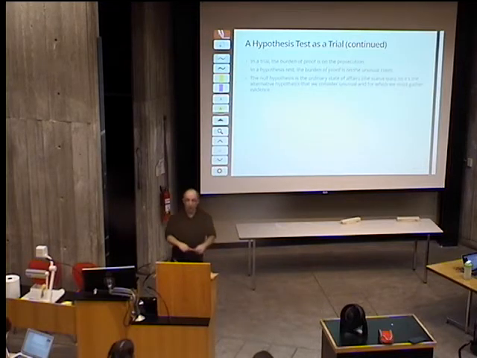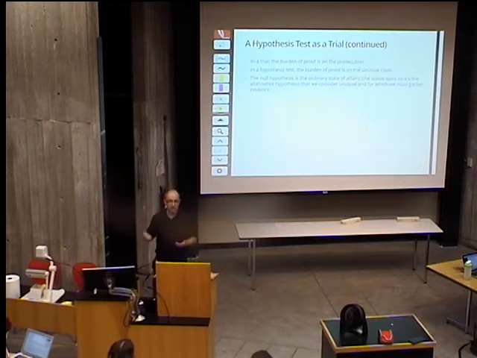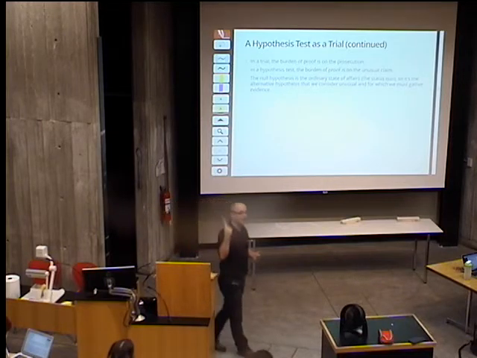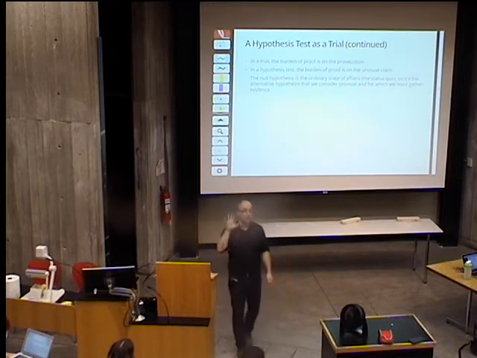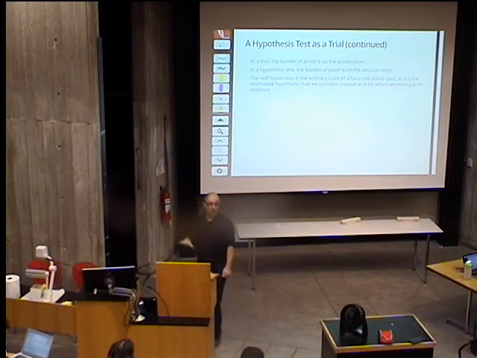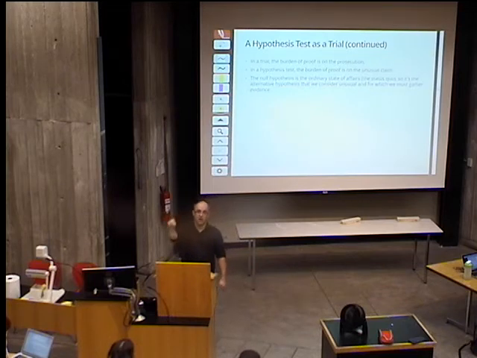So in a trial, the burden of proof is on the prosecution. In a hypothesis test, the burden of proof is on the thing that's unusual, that's not the same, that's not the null. So in our case, the default position is always that nothing's going on. The burden of proof is on the side of there's something going on. That's the side that has to justify itself.